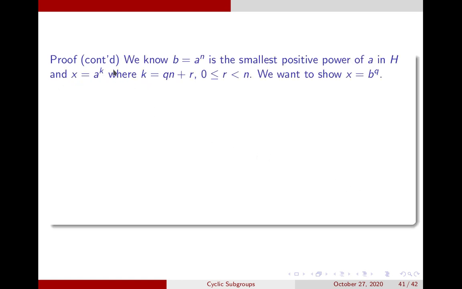Okay, so here's where we are in blue at the top. We know that b is a to the n, and this is the smallest positive power of a which appears in H. And we've let x be a to the k, and we've divided k by n to get k is q times n plus r, where r, the remainder, is greater than or equal to 0 and less than n. And we're trying to show that x is b to the q. This is what we need to show that x is in capital H.